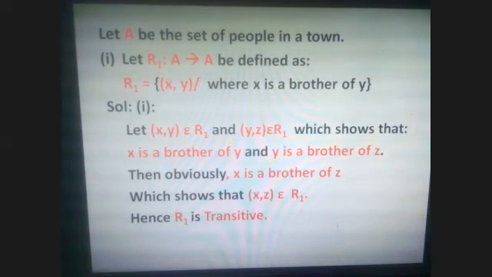Now one more question: is it symmetric? My question is, is it symmetric? (x, y) is a member of R1, x is a brother of y.